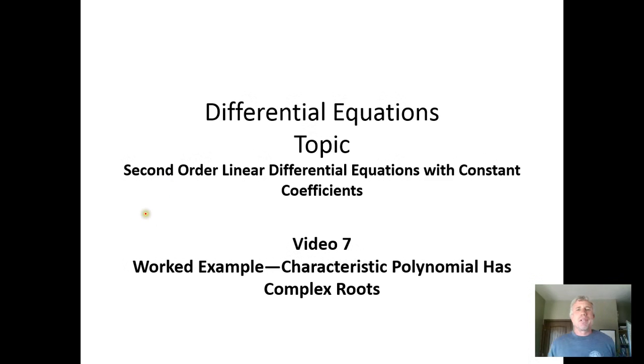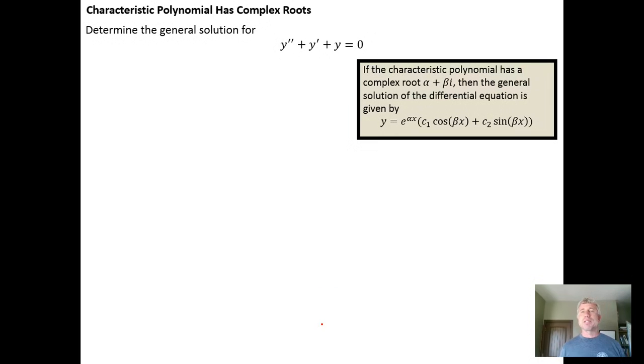So in this video we're going to solve a second order homogeneous linear differential equation with constant coefficients. How exciting is that? In the case where the characteristic polynomial has complex roots. So in the box down here I've summarized the solution process that we developed for the case where the characteristic polynomial had complex roots. Again, those complex roots are going to occur in conjugate pairs, alpha plus or minus beta i. We need the alpha and the beta to get our general solution.